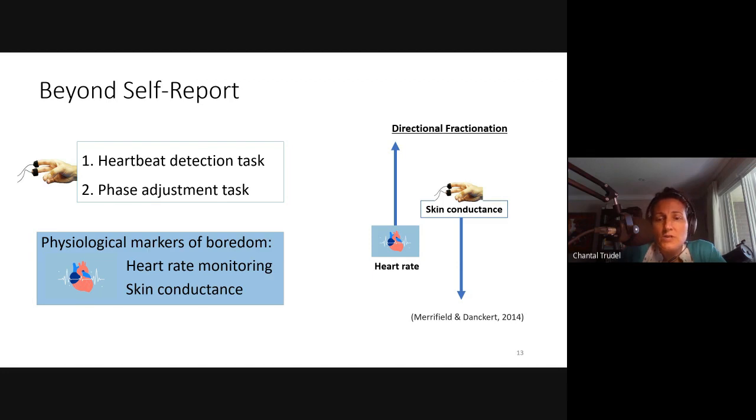We are using these measures to replicate the pattern of directional fractionation that we have found in our lab before, and that's what you see on the right. So in this case, an increased heart rate and a decreased skin conductance. So during that experiment, heart rate and skin conductance were measured and compared when boredom and other states such as interest and sadness were induced. When people were bored, we found their heart rate went up and their skin conductance went down.